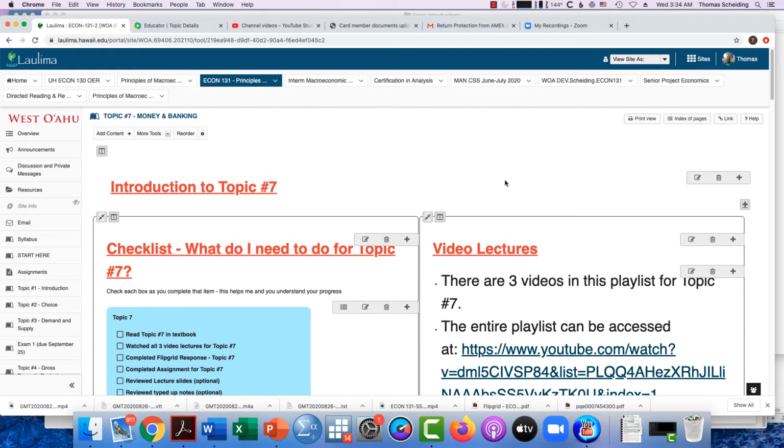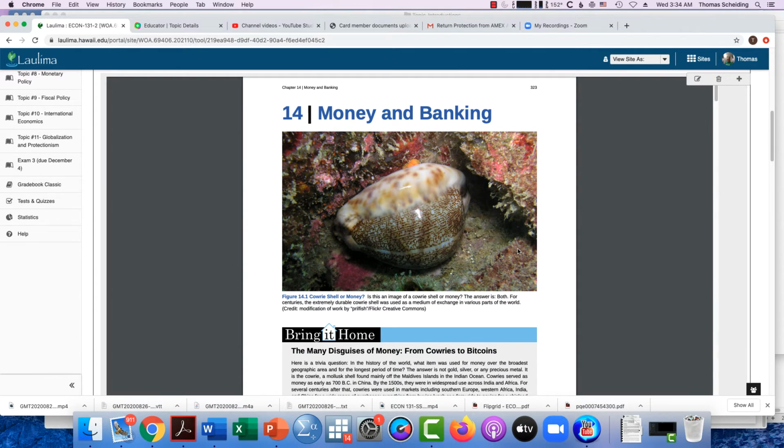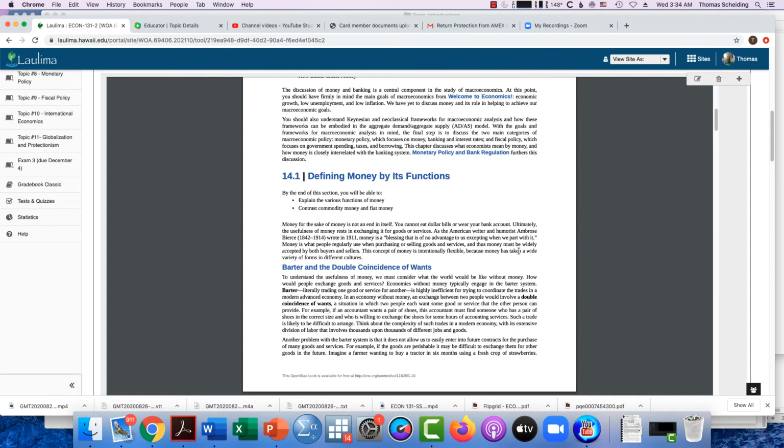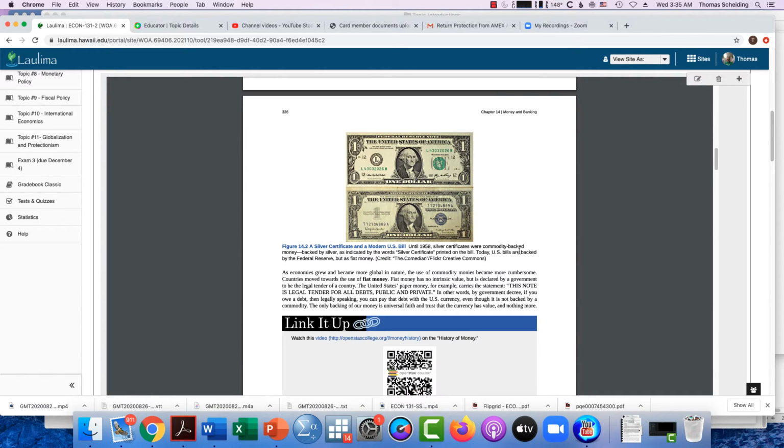So before we can get into that, we've got Topic 7, which basically just looks at the money and banking system that exists primarily in the United States. So we look at what counts as money, how we measure money, that basically money allows us to avoid having to barter with each other on things. And so part of this is definitional.